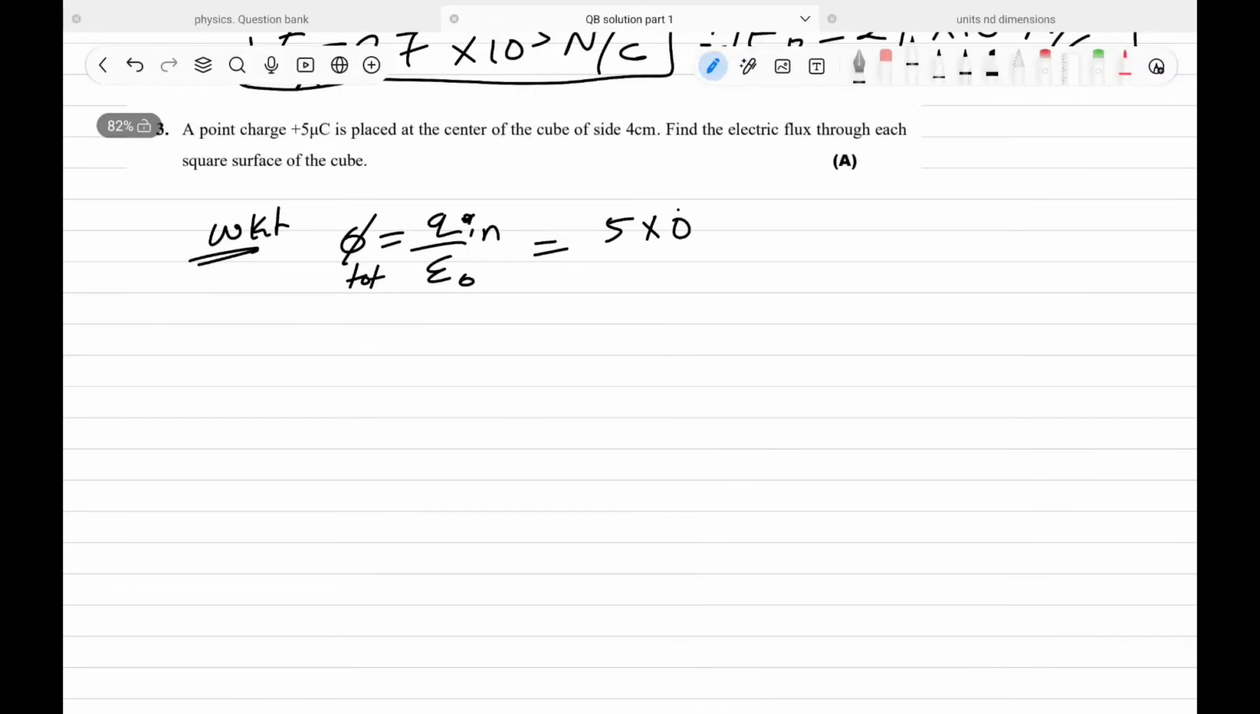5 microcoulomb, 5 into 10 to the power minus 6, divided by epsilon naught, which is 8.85 into 10 to the power minus 12. It is the constant value. Don't take tension. It will be in the question or it will be given to you. No problem. Now if you divide this, it becomes 0.564 into 10 to the power 6. It is the phi total.